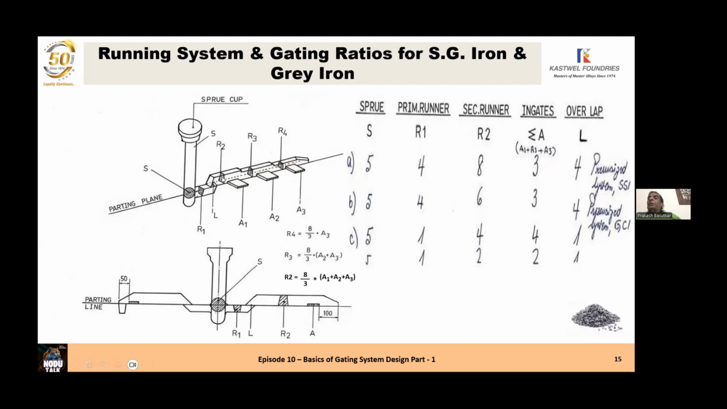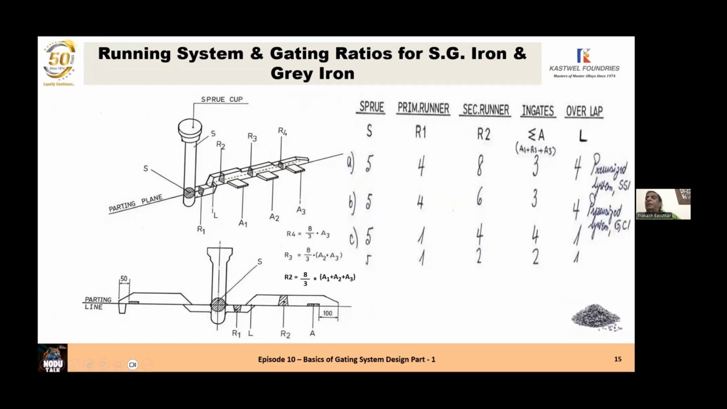Look at the ratio. 5 is the sprue area, 4 is the R1 area, 8, which is double of 4, is the R2 area, 3, which is a choke, is the smallest area in the ingates, and L, the lap, is equal to the runner 1 area. So the lap is always equal to the runner 1 area.